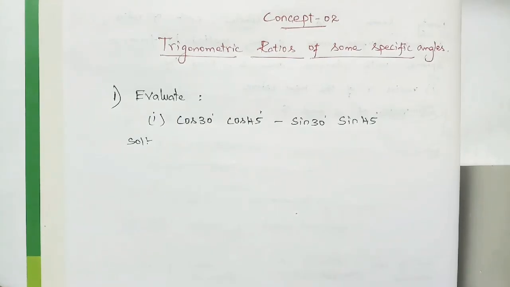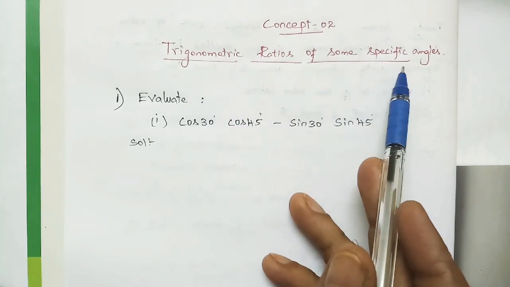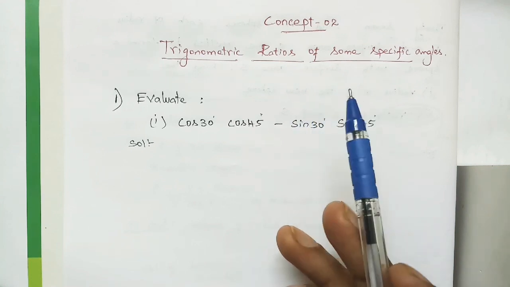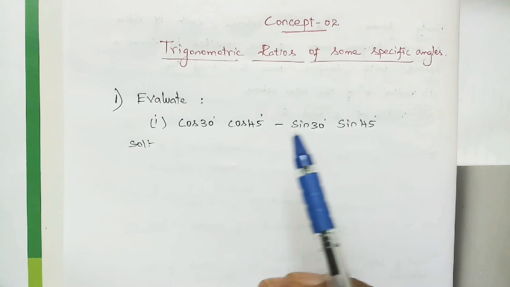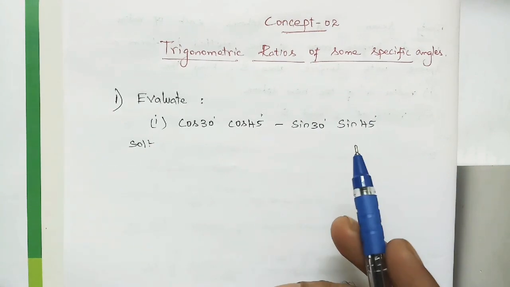Hi students, today we are going to see assumption concept 2, right? Before solving sums in this concept, you have to be thorough with the table of trigonometric ratios of some specific angles: sine 0, 30, 45, 60 and 90. These five specific angles, and their values for sin, cos, tan, cot, right? So first you have to be thorough with the table.